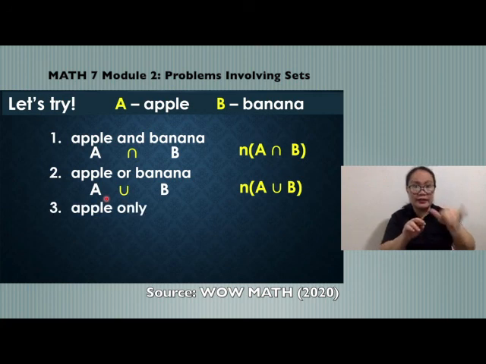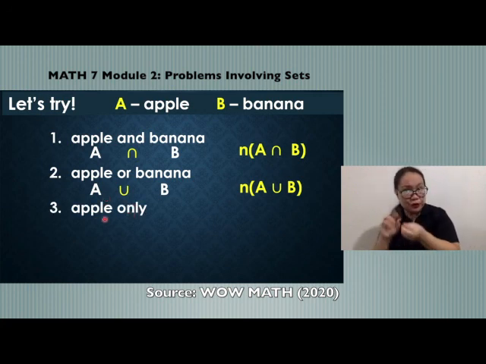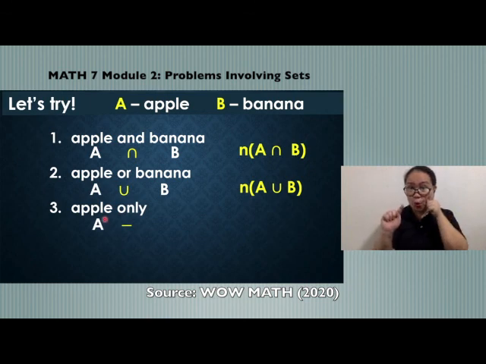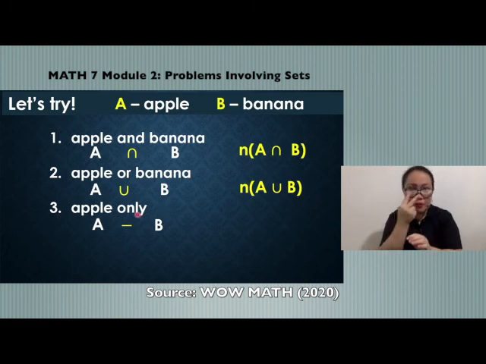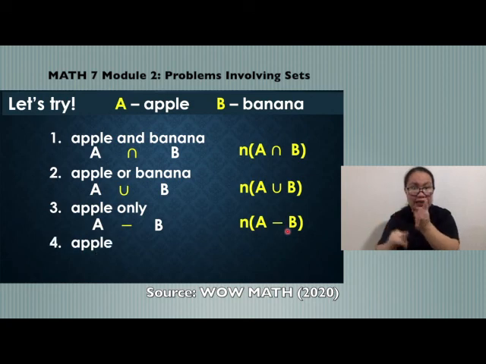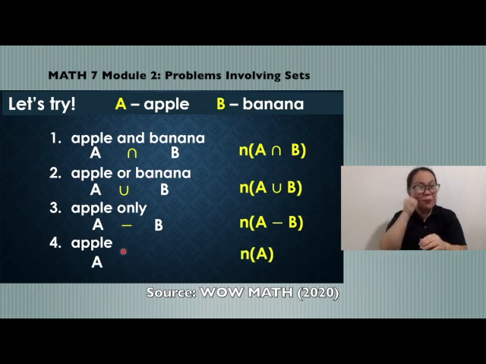Apple only, so only means difference. So apple minus, tatanggalin natin yung B kasi apple only daw. So that is the cardinality of A minus B. Next, if we only have apple, so apple means A, so that is the cardinality of set A.